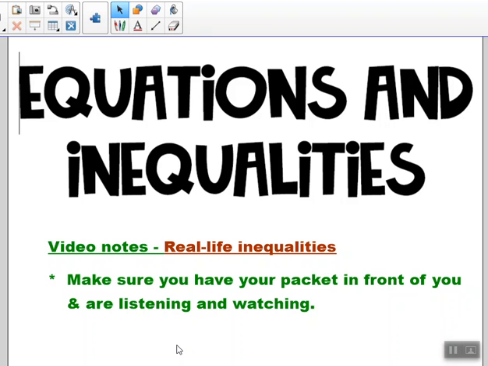All right, this lesson is on real life inequalities. So you need your packet out in front of you, opened up to your notes page, and if you're not set up yet, please pause and get set up. But you need to listen well and make sure you're watching, paying attention to the examples.